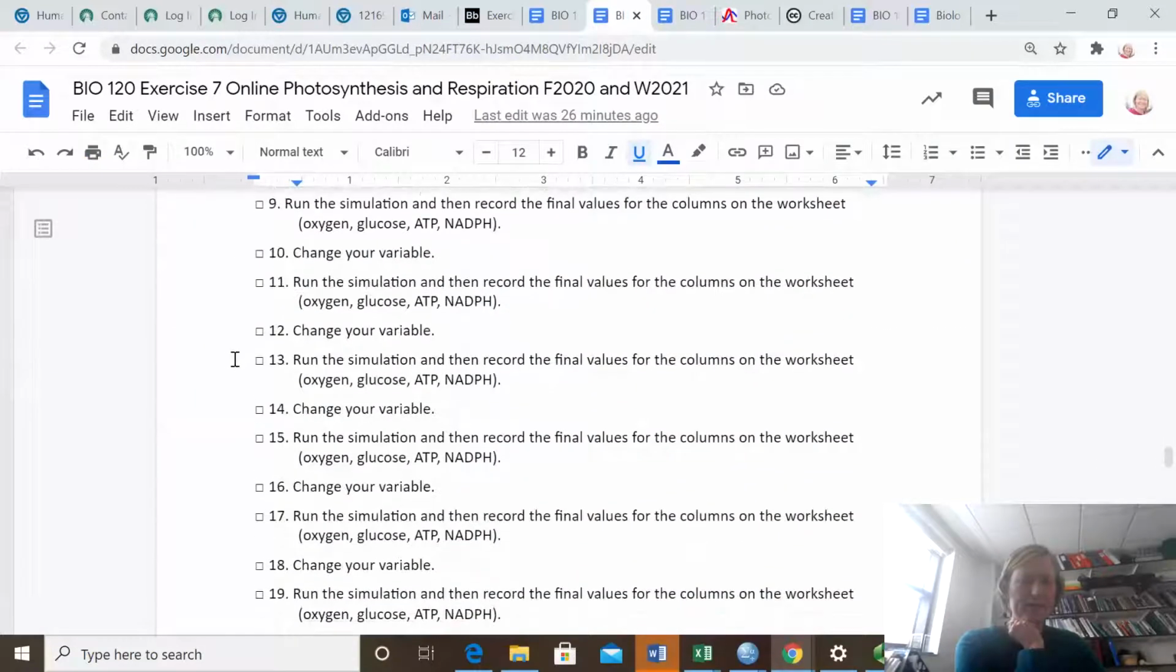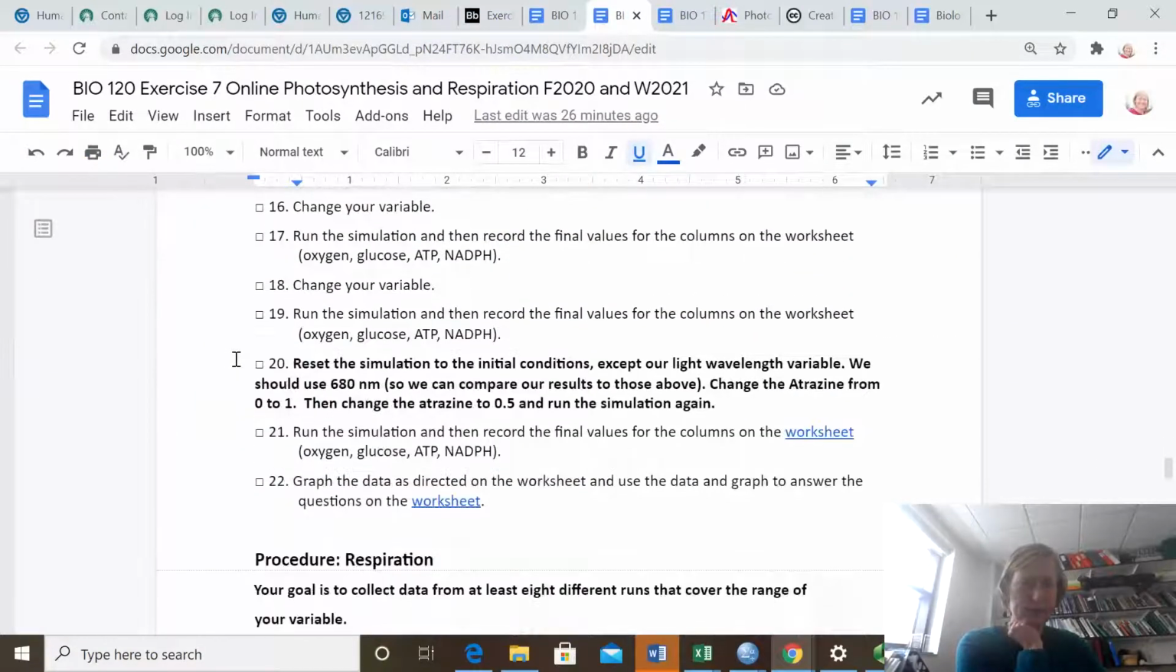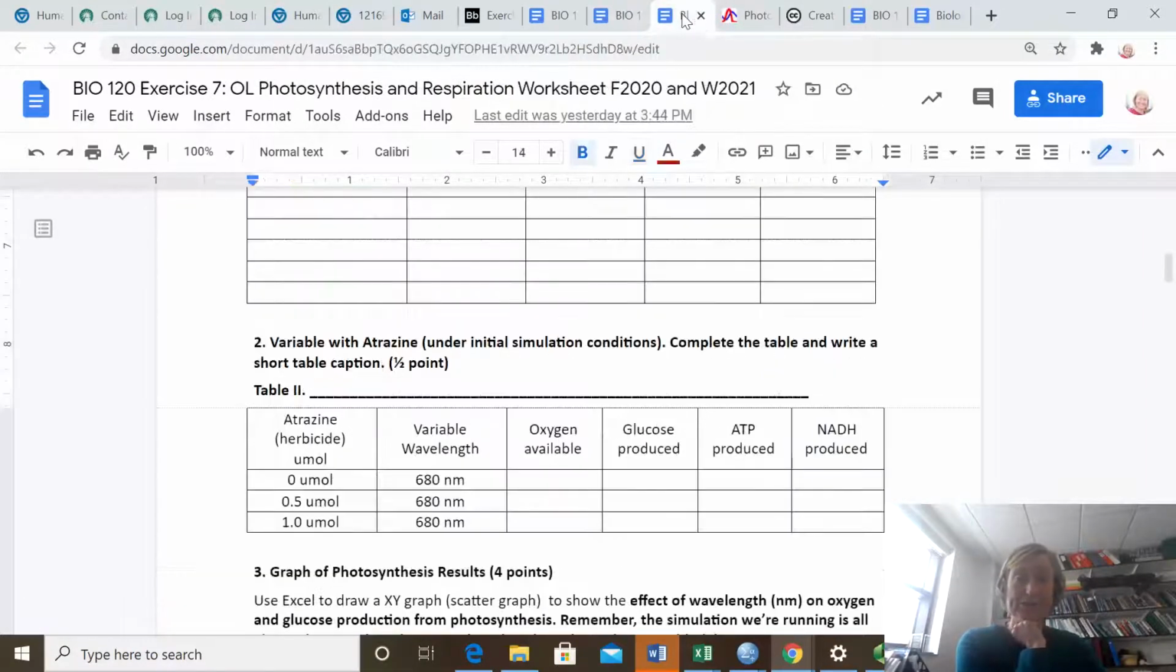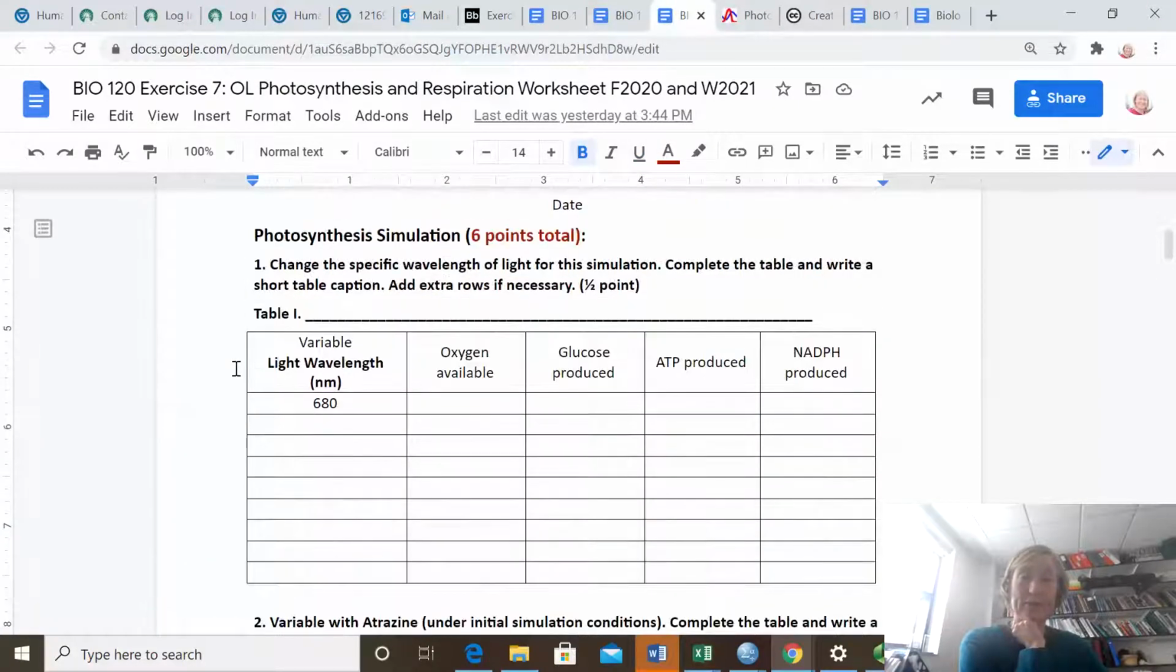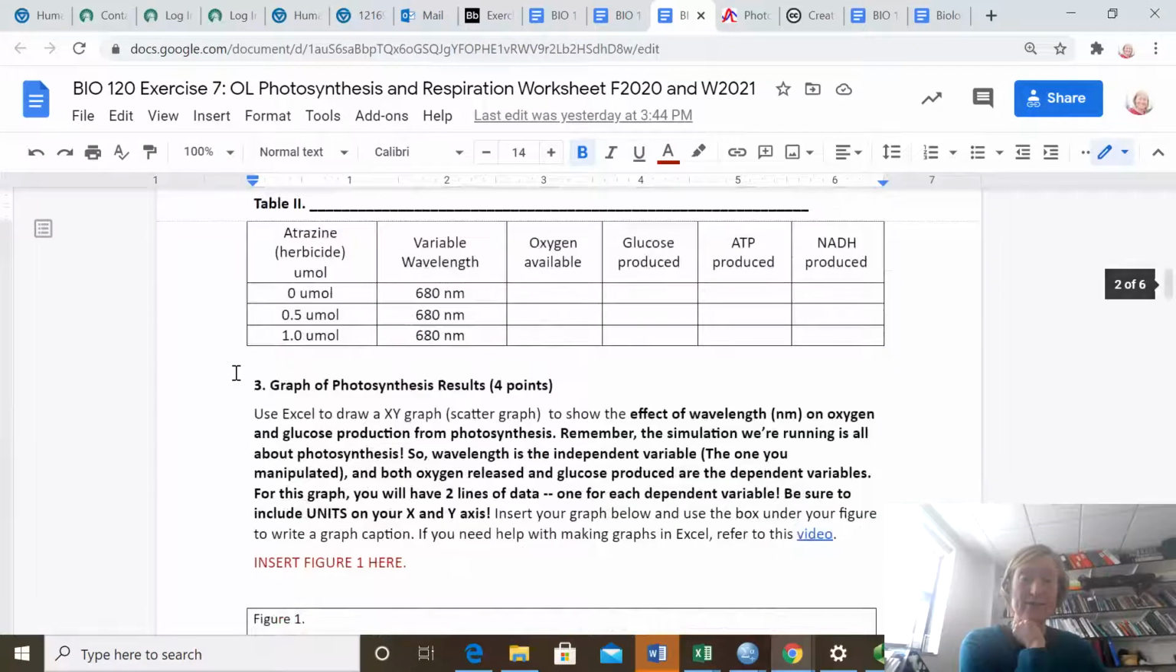So after I've completed this simulation, oh yeah, it talks about how I have to deal with the atrazine. Then I answer the questions on my worksheet. So I'm looking at my photosynthesis simulation. I've completed the first tables.